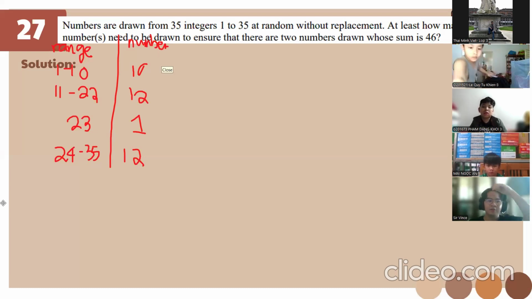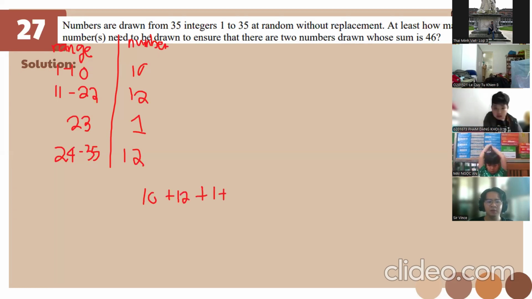Yeah, can integers be 11, 12? Yes. So this one, we're going to have 1 to 10, 11 to 22, 23, and 24 to 35. So 1 and 35. Okay. So we have here 10 plus 12 plus 1 plus 1.